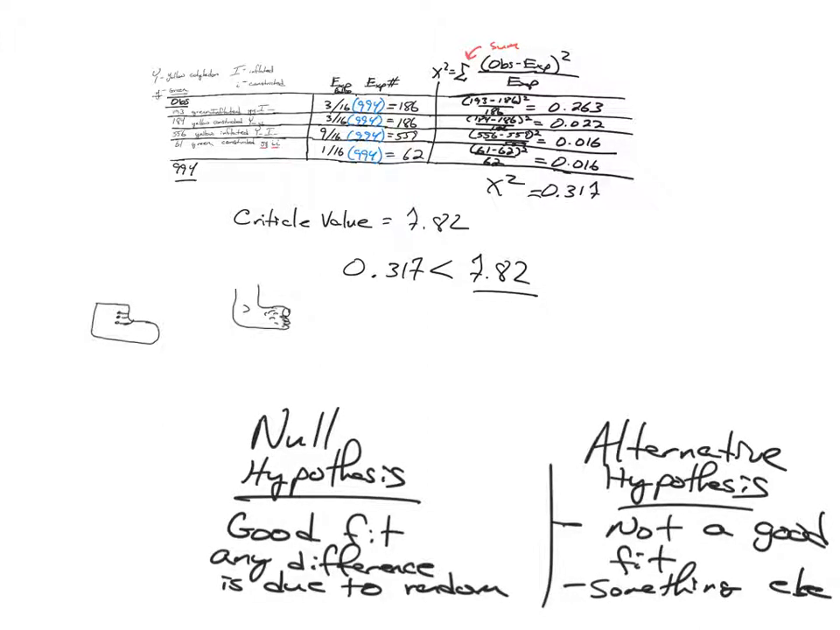So we accept in this case the null hypothesis, which means that our original hypothesis, our prediction of 9 to 3 to 3 to 1, our original concept that these genes are not linked and assort independently, holds. We accept that because we're accepting the null hypothesis. Any difference between the predicted and the observed outcome is due to random luck, and this concept of independent assortment of genes is a good fit.